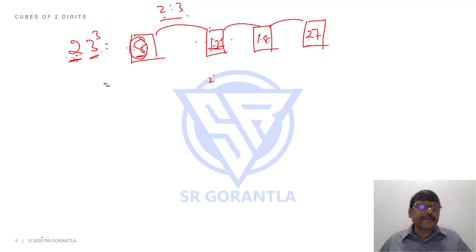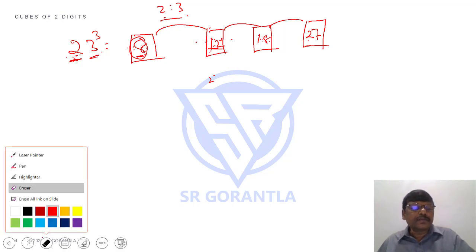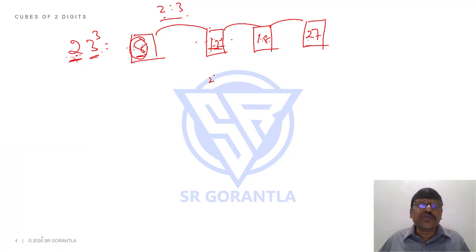Right, students. So come again. This is 2 cube. This is 3 cube. Then I need 2:3. How do I get this? 12, 8 by 2 is 4. That means this 8 is 4 times of 2. So this should be 4 times of 3, 12.